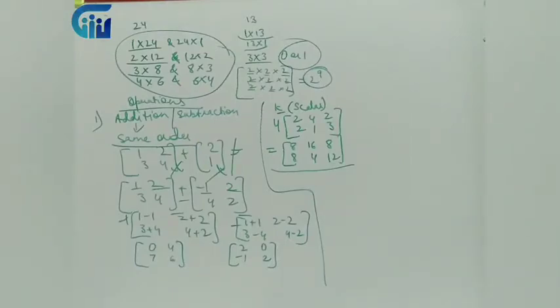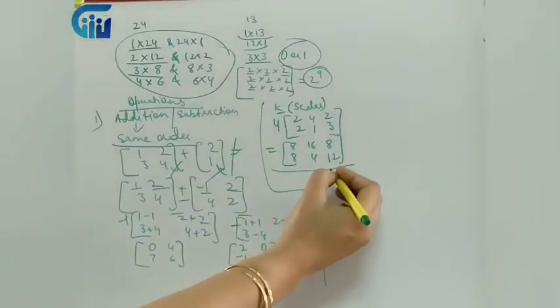Next, what do we have? Based on these, we will have questions in exercise 3.2 where two matrices or three matrices will be given. We have to add, subtract, and solve. Now next, what we have to learn is multiplication of two matrices. So how can we multiply two matrices? Let's see.